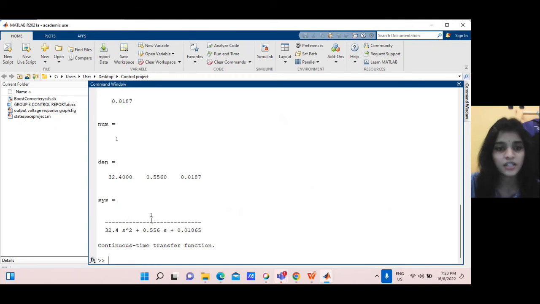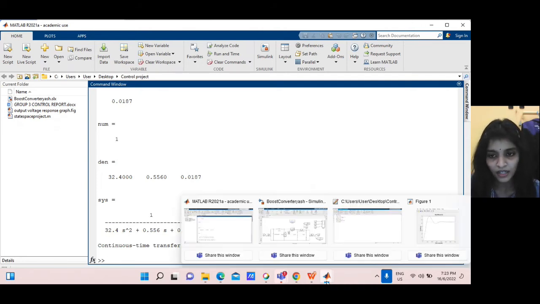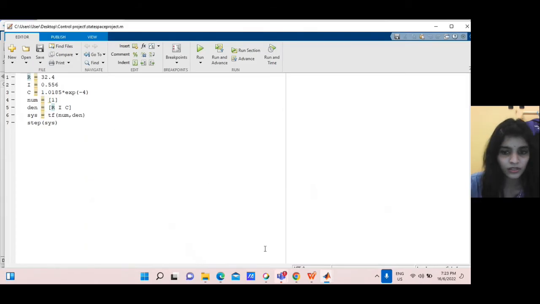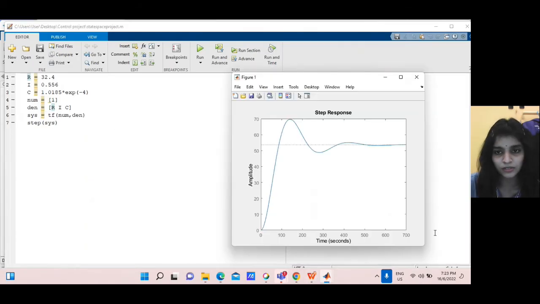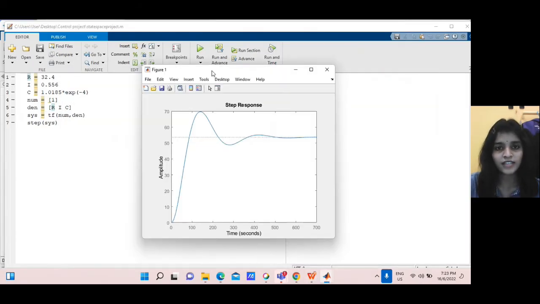Okay, state space transfer function. So we get 1/32, this one the resistor, this one the current, and this one the capacity. Okay, now we're going to discuss the step response. As in the question, they ask us to show the peak time, the overshoot, the rise time, and also the settling time.